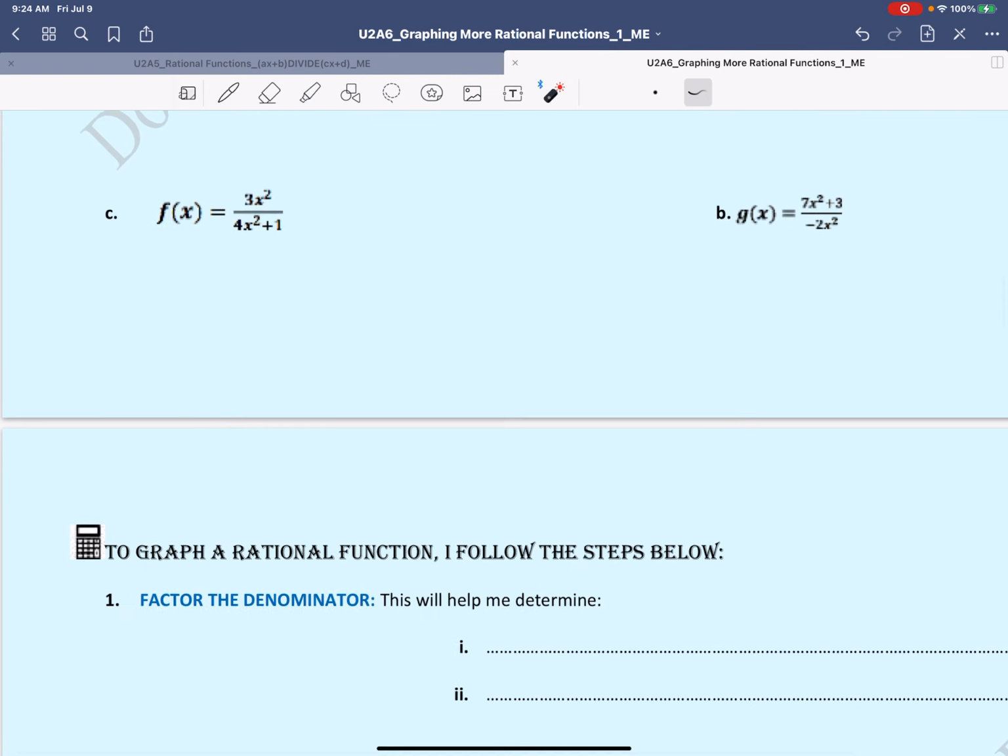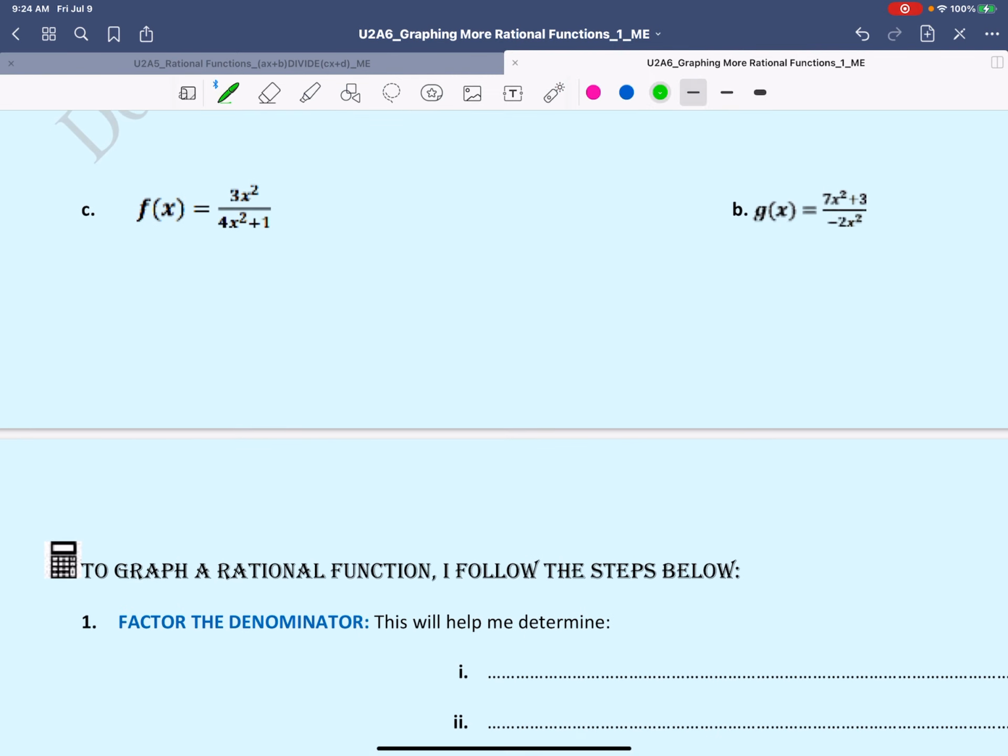Next, you probably spotted right away that the horizontal asymptote here will be just 3 over 4. So we'll write here the horizontal asymptote is y equals 3 over 4. Next, we have the highest degree, 2. So coefficients, 7 for numerator, negative 2 for denominator. Horizontal asymptote will be at y equals 7 over negative 2.